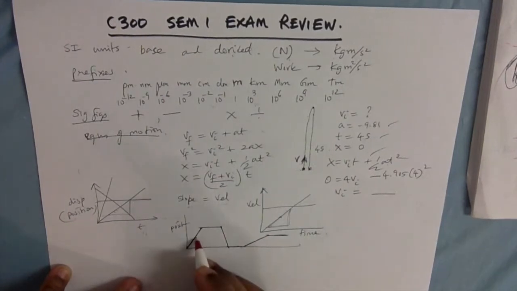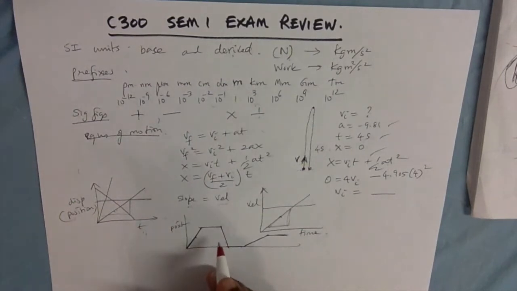Out of this velocity and this velocity, which one's magnitude is bigger? So which one is a higher speed compared to these two? This one, of course, because the slope is bigger. Even though it is negative, the slope is still big. So those are things you should have an idea of.